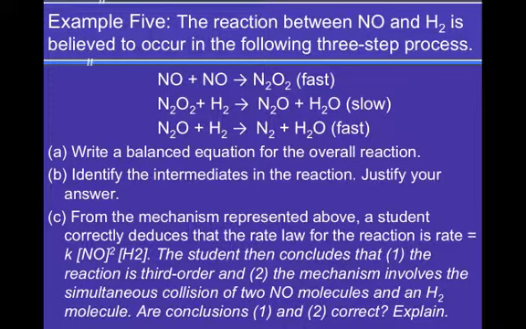Okay, so we have a longer example now. We have this reaction between NO and H2 that's believed to occur in a 3-step process. So here's step 1, step 2, and step 3. And the second step is our rate determining step. So part A asks us to write a balanced equation for the overall reaction.